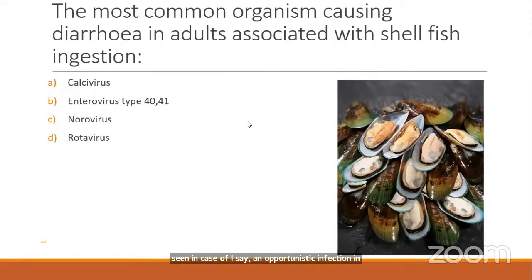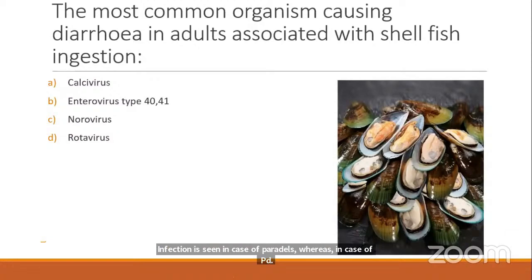So what is the most common organism causing diarrhea in patients who have ingested shellfish? Yes, it is actually the norovirus. I find this can be asked as a question because we had many norovirus outbreaks recently. Remember, norovirus infection is seen in adults, whereas in the pediatric age group, it is rotavirus infection. Remember, previously norovirus was called Norwalk virus.